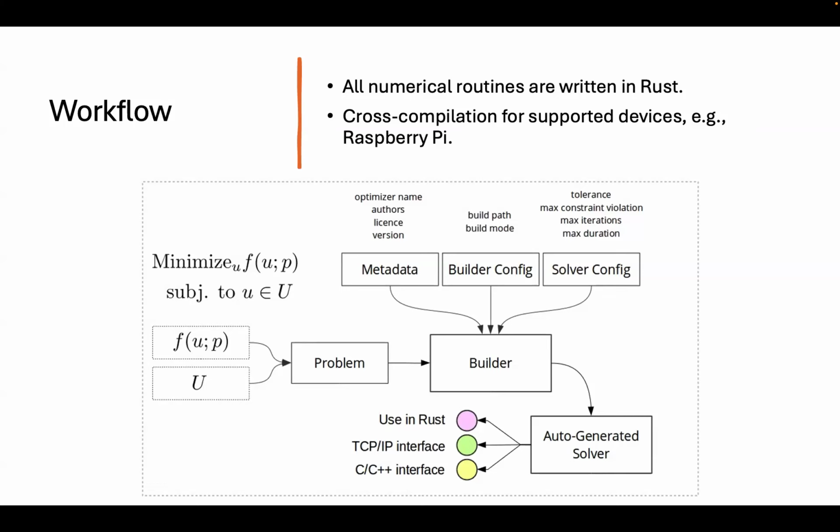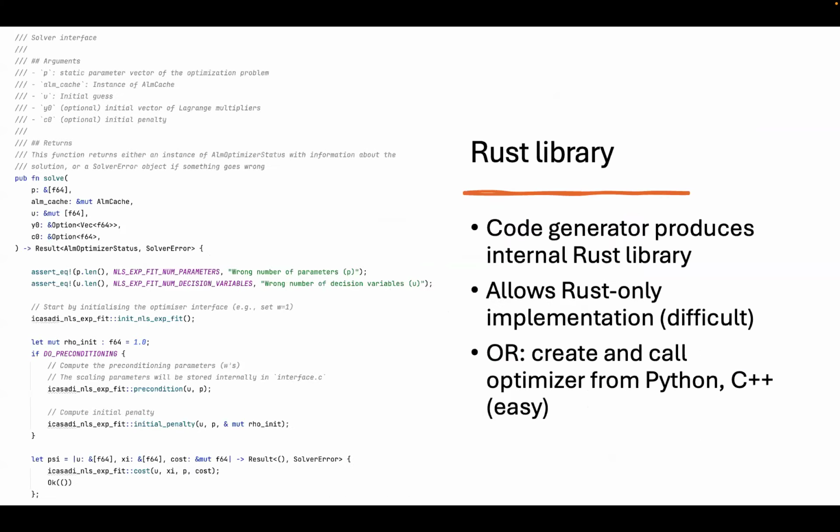Everything that you would do as the user doesn't have to be done in Rust, but it can be. So whenever you build your optimizer, it generates a Rust library, which is just one file and contains all of the functions you would need to run this optimizer or call it. However, the current drawback for using a Rust only implementation is that you have to give the cost function and the cost function gradient, which would usually be computed for you. So it's a lot easier to use Python or C++.